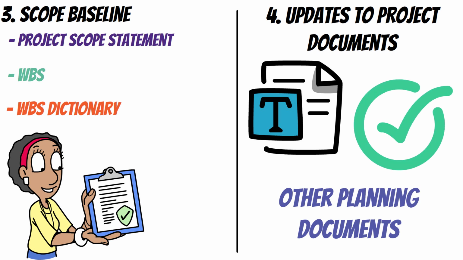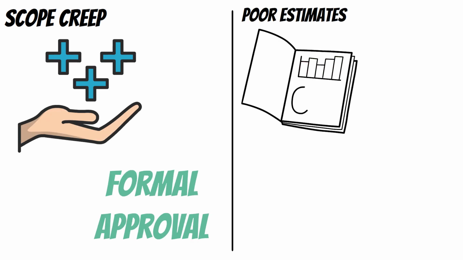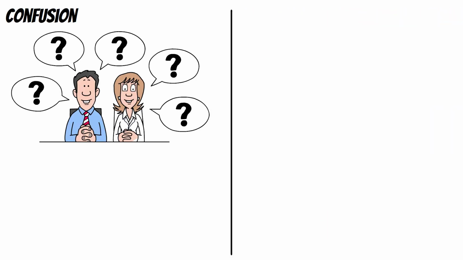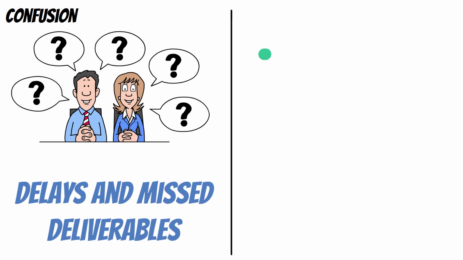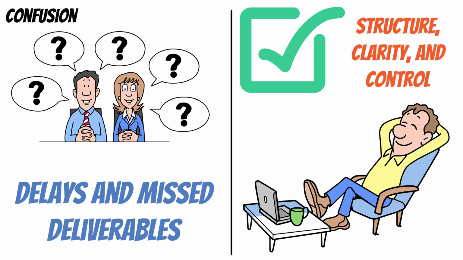Skipping or poorly defining the WBS can lead to scope creep, when work gets added without formal approval. Poor estimates, because without clear breakdowns, teams underestimate time and cost. Confusion, as teams won't know what they're responsible for, leading to delays and missed deliverables. When done right, the WBS provides structure, clarity, and control, making it easier to manage work and keep projects on track.